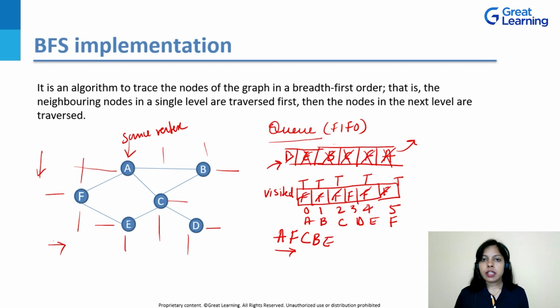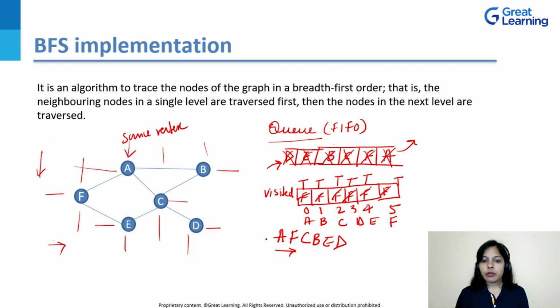Now the next element to be removed is D. That's the only element left. So D will be visited now and this will be changed to true. And as now the queue is empty, we will not perform this operation anymore on the graph. Okay, so this is the sequence which we get: A, F, C, B, E and D in the breadth-first search.